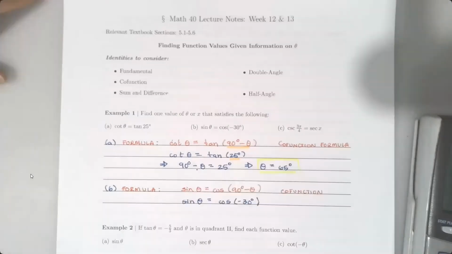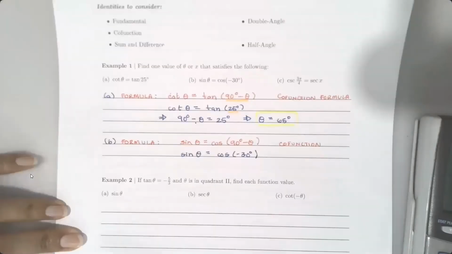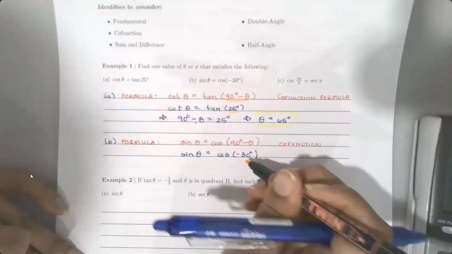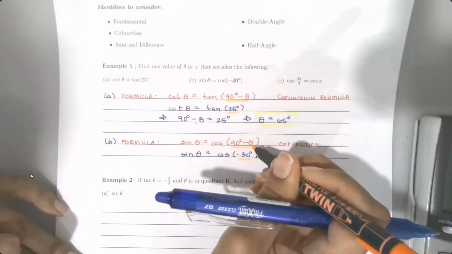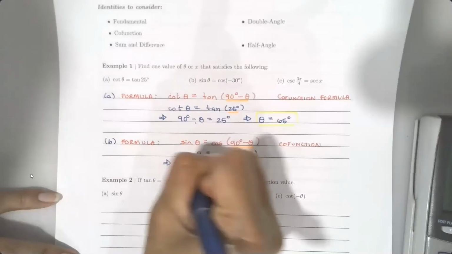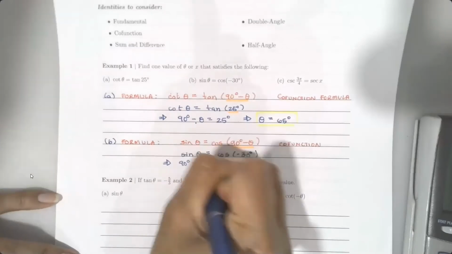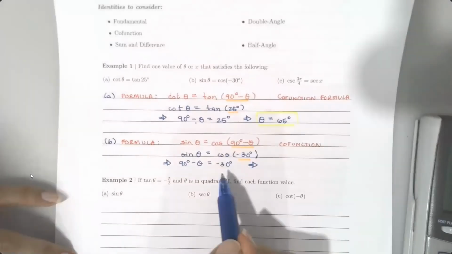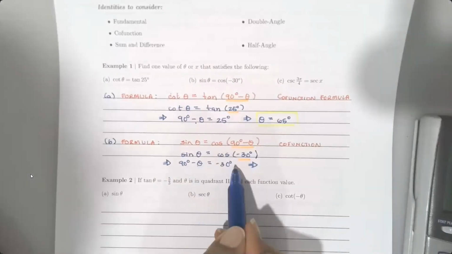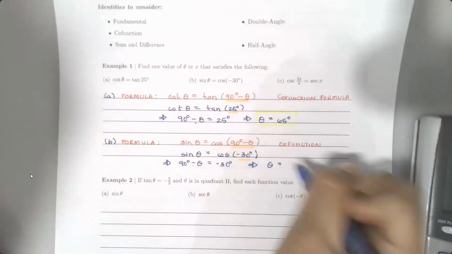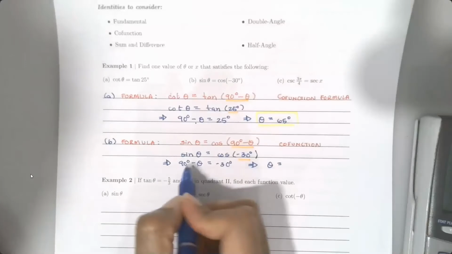And so setting both right-hand sides equal to each other, in order for this equation to be exactly the same as the formula, that requires that this negative 30 degrees is the same thing as 90 minus theta. So here we're going to get 90 degrees minus theta is equal to negative 30. And again, solving for theta, that means add theta to both sides and then add 30 to both sides. So we're going to get theta is equal to 90 plus 30, which is going to give us 120 degrees.